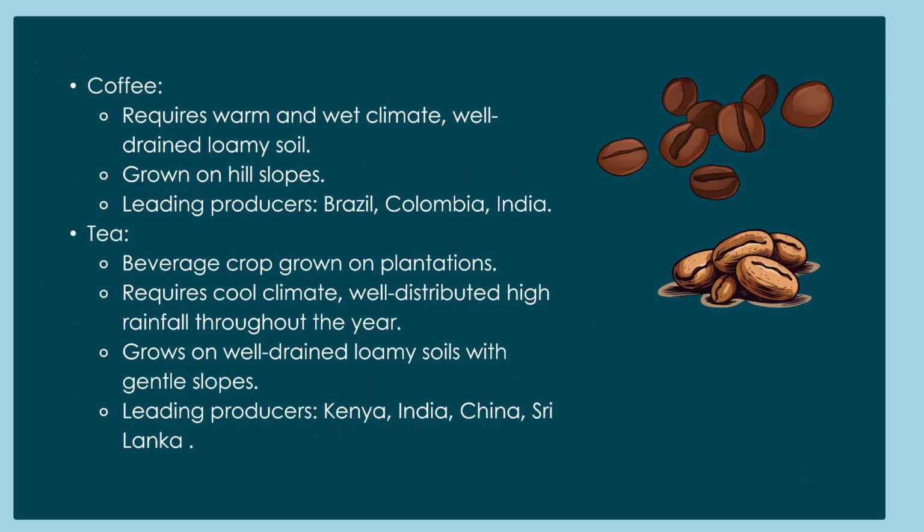Coffee. It requires warm and wet climate, well-drained loamy soil. It is grown on hill slopes. The leading producers are Brazil, Colombia and India. Tea. This is a beverage crop grown on plantations. It requires cool climate, well-distributed high rainfall throughout the year. It grows on well-drained loamy soils with gentle slopes. The leading producers are Kenya, India, China and Sri Lanka.